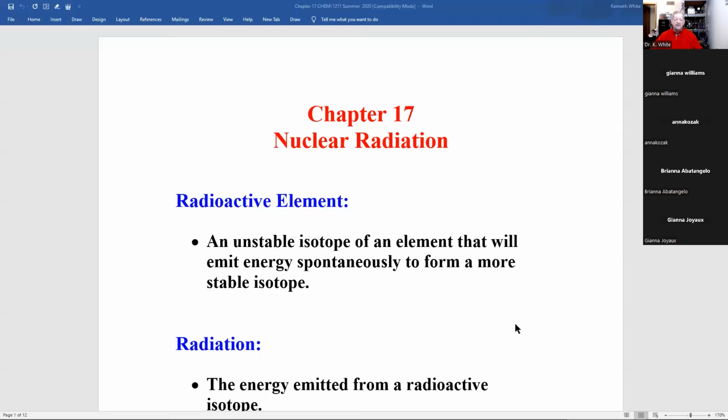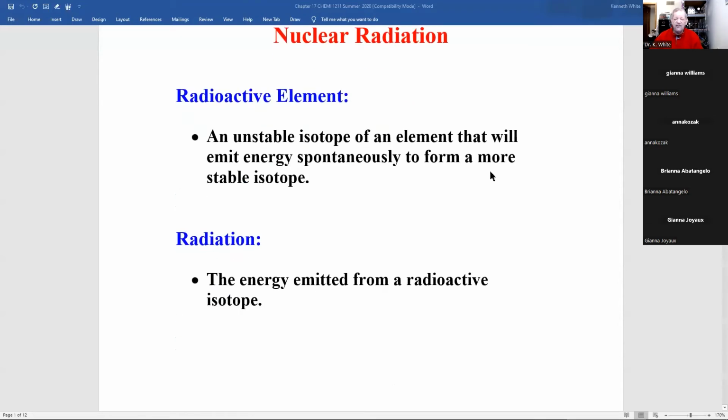And this is chapter 17. And this deals with nuclear radiation. Now, for most of this, will this be on a test or a final? Off. But I'd still like to go through this because you should know about this.